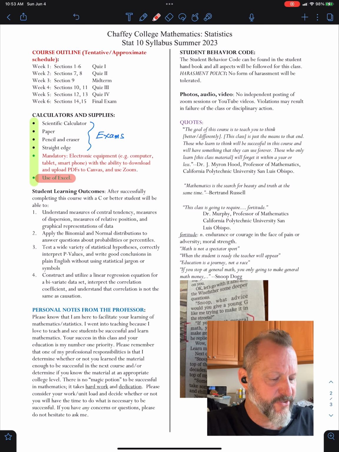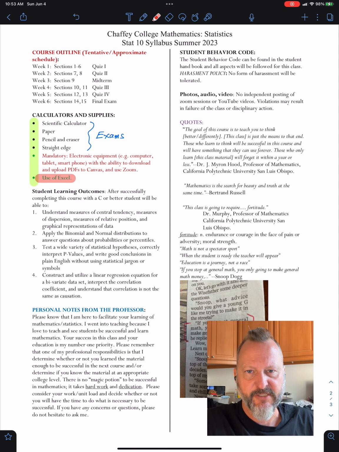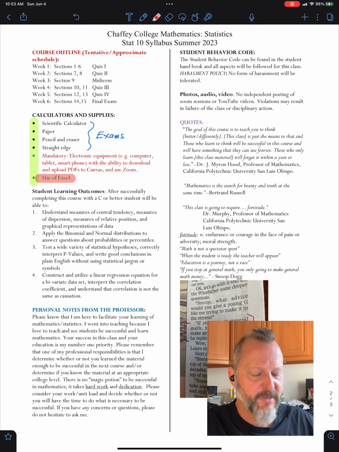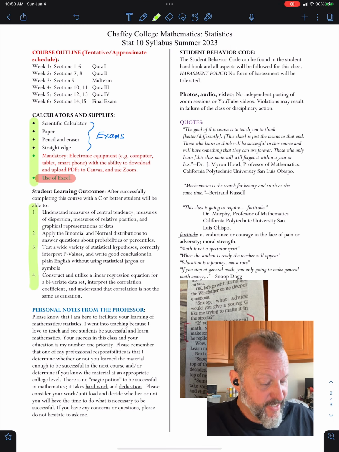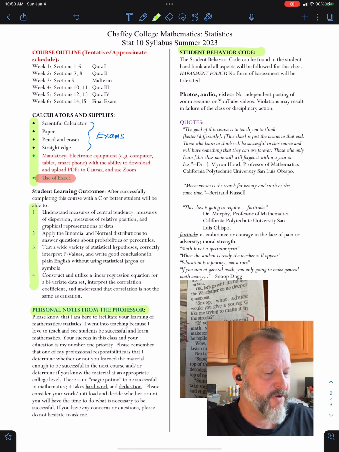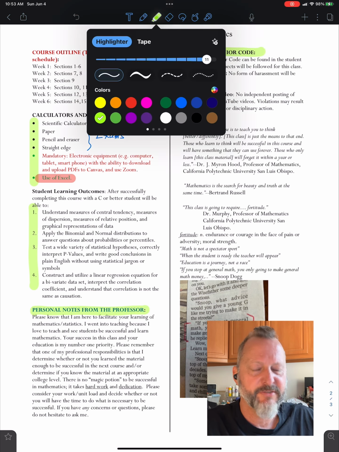Okay, then the student learning outcomes, that's the basic gist of the course, what we need to cover. Personal note from me, please read that. Student behavior code. No videos, don't repost anything.